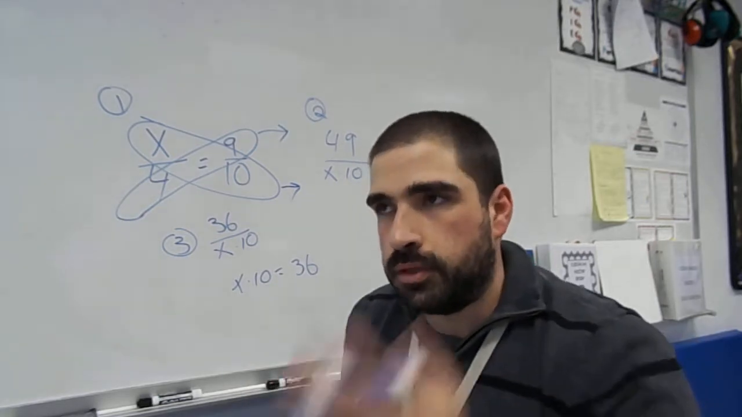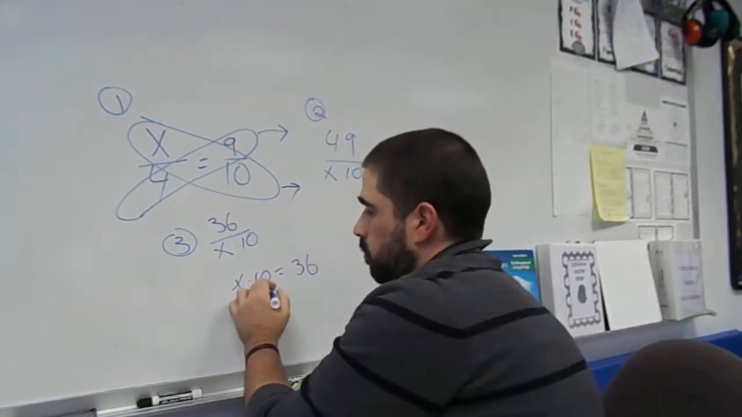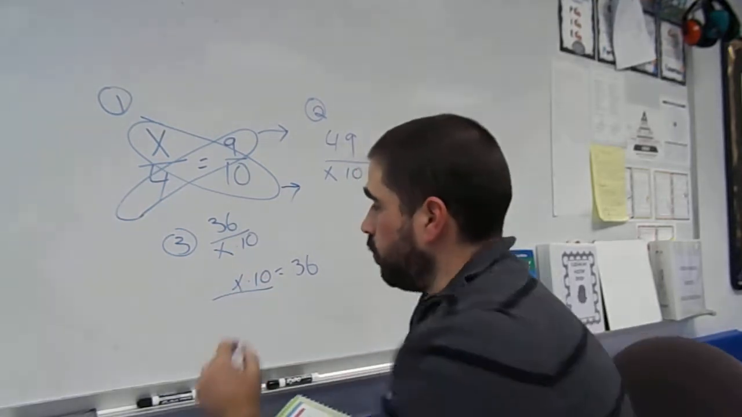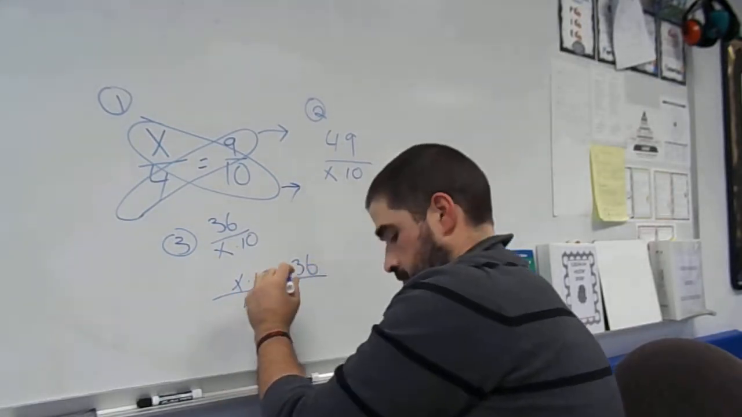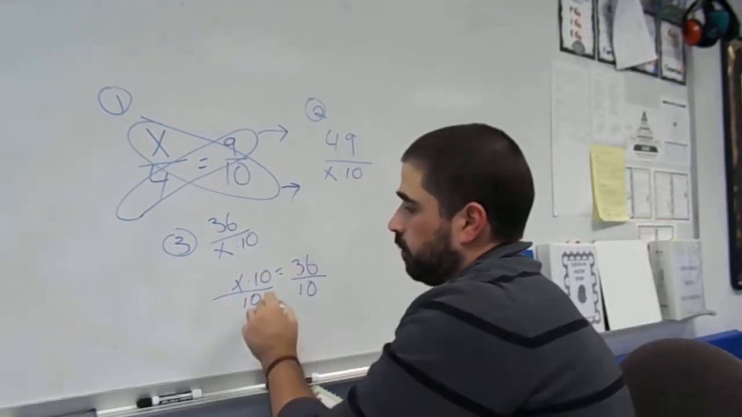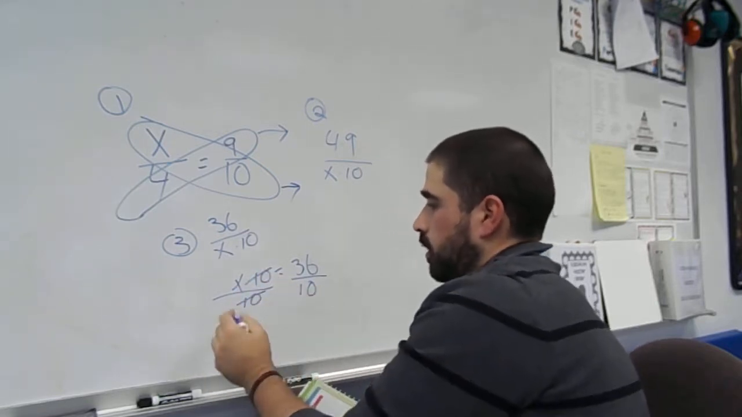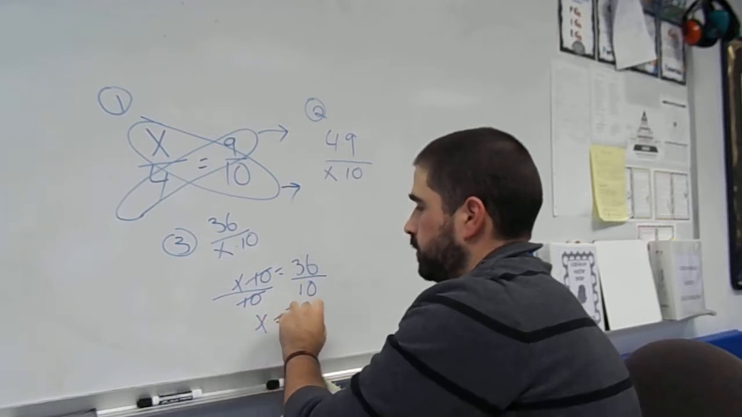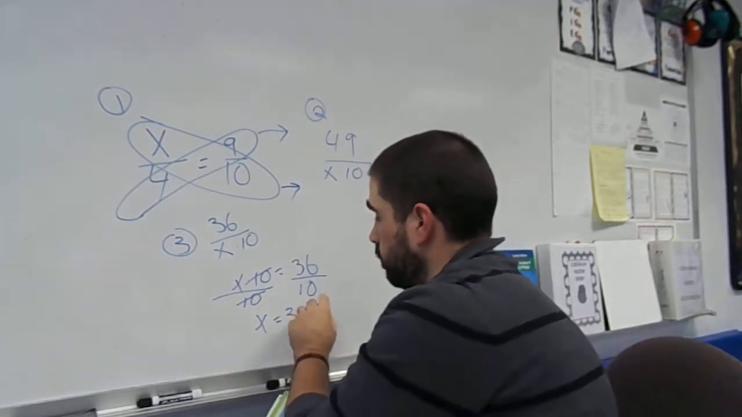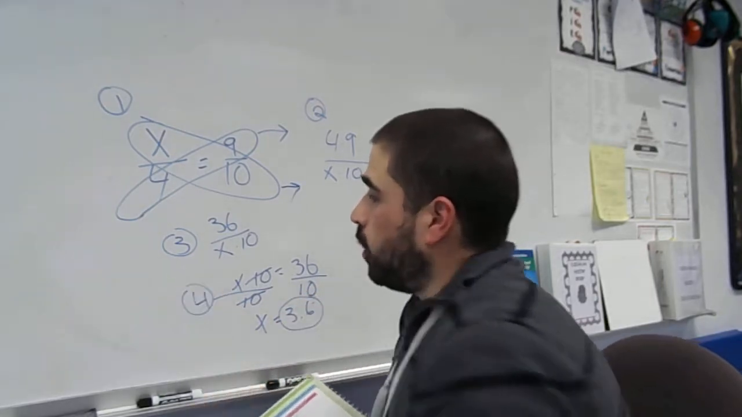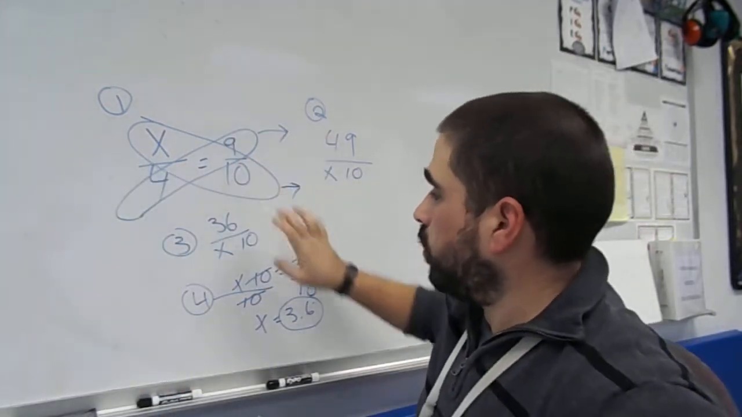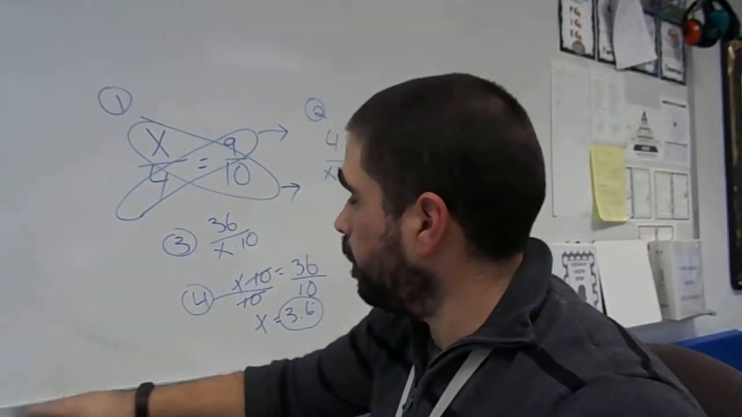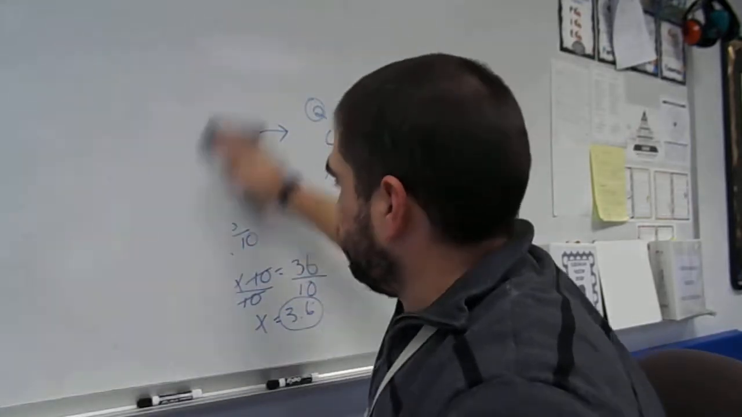In order to do that, what do I have to do? I do the opposite. What is the opposite of multiplication? That's right, division. So I'm going to divide each side by 10. Well, these 10s cancel out, and x equals 3.6. I did 36 divided by 10, and x equals 3.6. When you have a variable, you have 4 steps. So first, second, third, and then you have to do some simplifying. All right? That's how to do that.